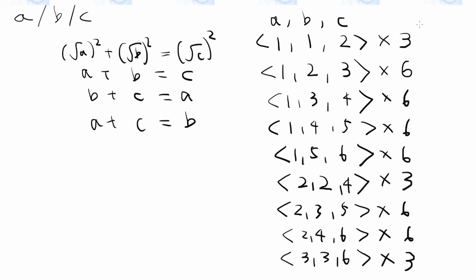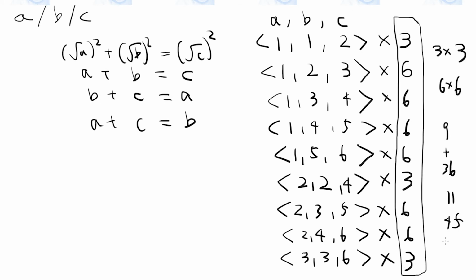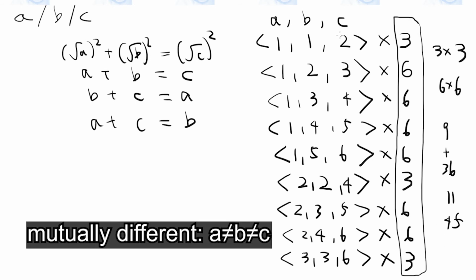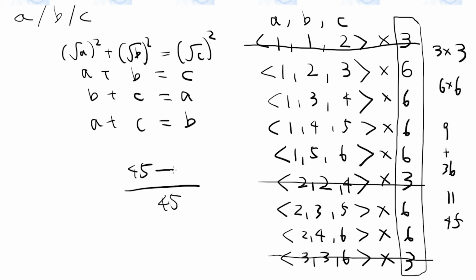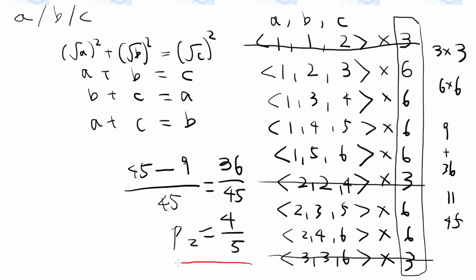So let's add these numbers up. So given that there are 45 combinations of the values of A, B, and C, what is the probability that A, B, and C are mutually different? We need to exclude this, and this. 45 minus 9 over 45. 36 over 45. So P2 is 4 over 5.